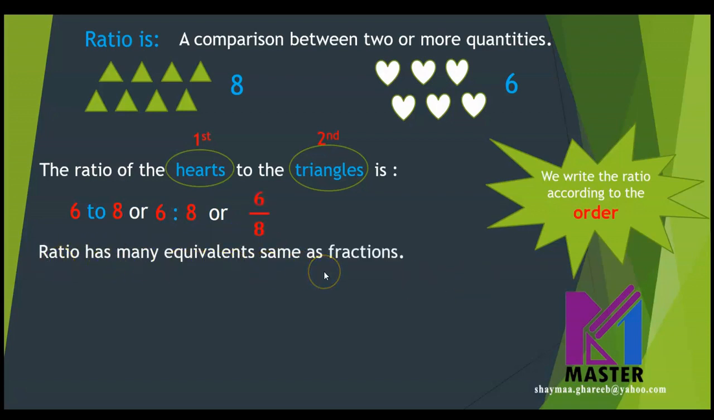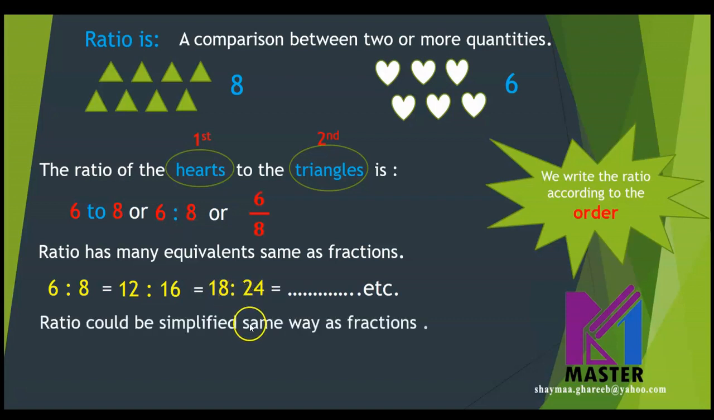Ratio has many equivalents, as we said before, same as fractions. So we can find an equivalent ratio to our ratio here. Let's multiply both numbers by 2. We will get 12 to 16. We can also multiply both numbers by 3. I will get 18 to 24, and so on. We can also simplify this ratio to its simplest form by dividing both numbers by 2, so I will get 3 to 4. Is this clear?